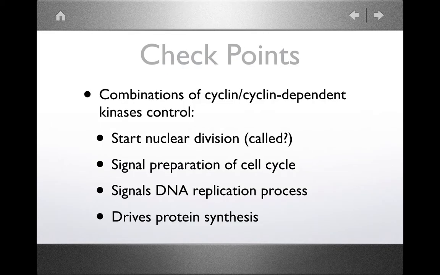So where are these checkpoints? Where are the stop signs? These combinations of cyclin and cyclin-dependent kinases come into play at the start of nuclear division. And hopefully you all remember the start of nuclear division is mitosis. So before prophase starts, you're going to have to produce some cyclin. That cyclin will bind to cyclin-dependent kinases, and cyclin-dependent kinases will turn on and off the machinery that's needed to get rid of the nuclear membrane, change the chromatin to chromosomes, move the centrioles where they need to be, set up the spindle fibers.